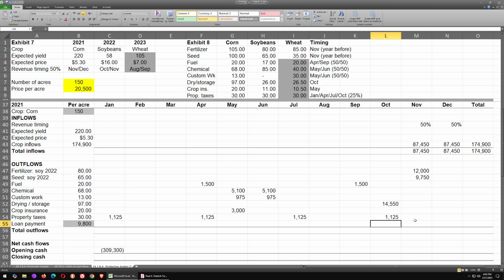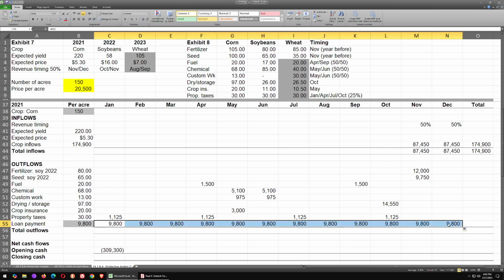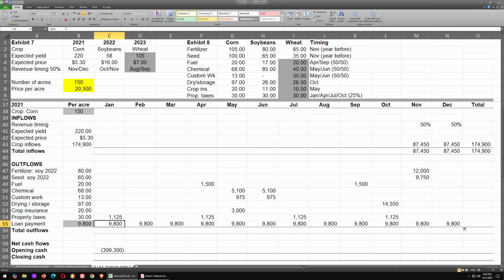Let's see. The next one is going to be loan payment. And so this is linked to the original loan payment. And this is every month, loan payment every month, right? So I'm going to do equals this. Now, you could just drag it across and you'd be okay. Because by dragging it that way, it just referenced the one next to it. So if I go to this one, in D55, it references the one next to it.